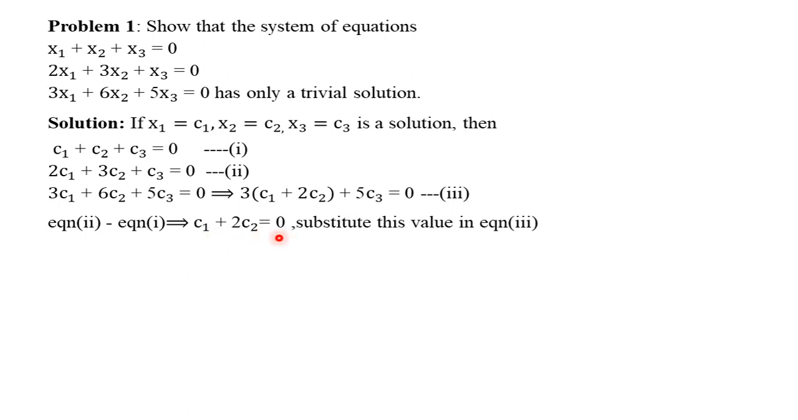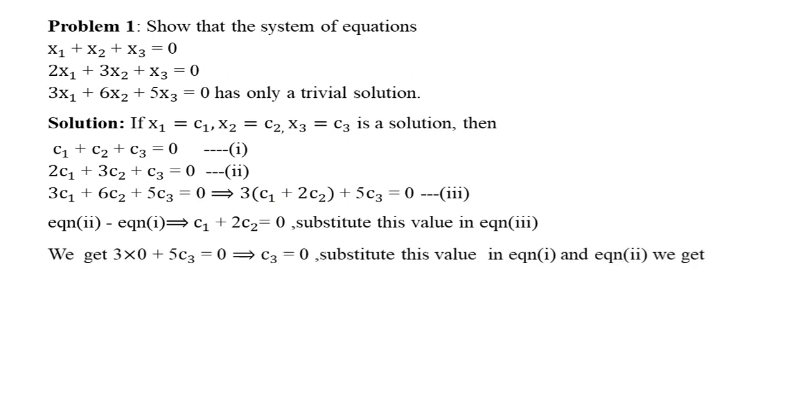Now substitute this, c1 plus 2c2 equal to 0, in equation number 3. Here we substitute to get 3 times 0, so equation 3 becomes 3 times 0 plus 5c3 equal to 0. That is, 5c3 is 0, which means c3 equal to 0, because 5 is a constant other than 0. Substitute c3 equal to 0 in both equations 1 and 2. Here we put 0, and here also we put 0. So we get two new equations: c1 plus c2 equal to 0 and 2c1 plus 3c2 equal to 0.